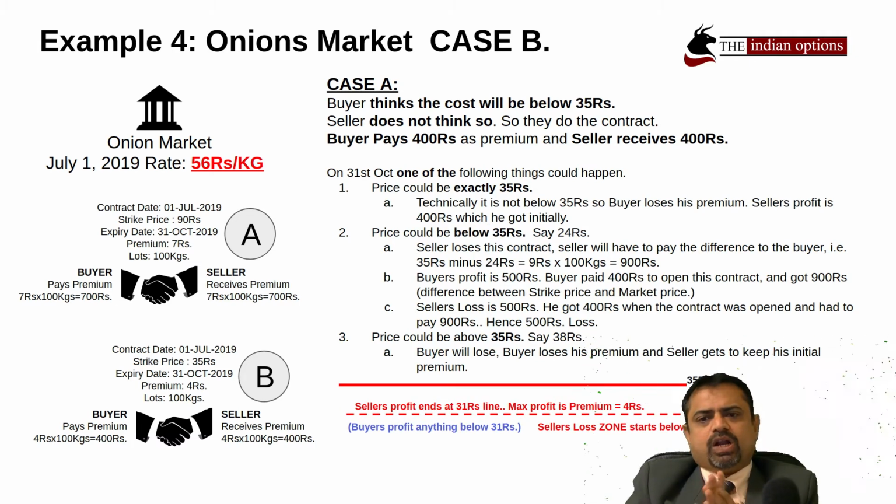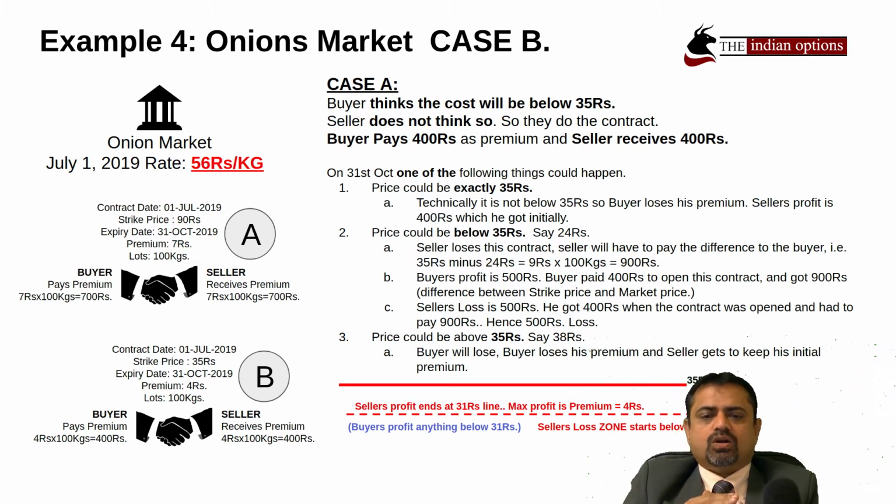Now in B, what happens is the buyer thinks the cost will be below 35. Seller does not think so. So they do the contract. The buyer pays the 400 rupees premium, and the seller receives the 400 rupees.